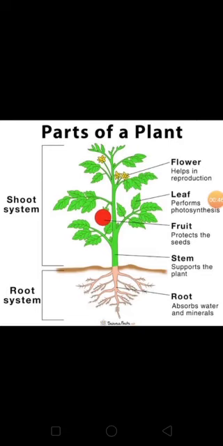Plants have different parts and each part has a different role to play. Flower helps in reproduction. Leaf performs photosynthesis. Okay, students, do you know about photosynthesis? What is photosynthesis? A process by which leaf prepares food for the whole plant in the presence of sunlight. As our mother prepares food for us, in the same way leaf prepares food for the plant. Fruit protects the seeds, stem supports the plant, root absorbs water and minerals. So that's all about parts of a plant.